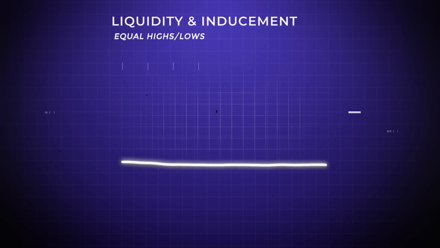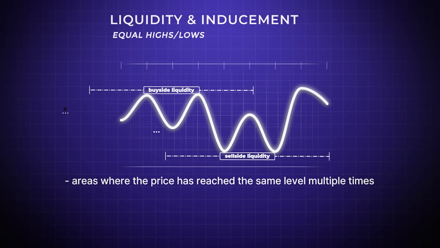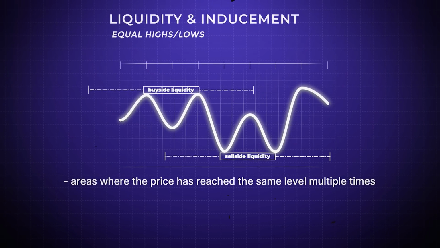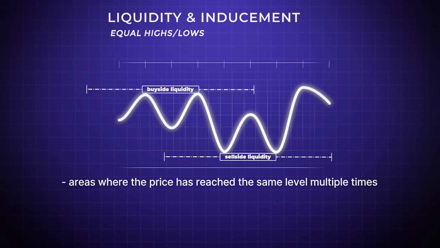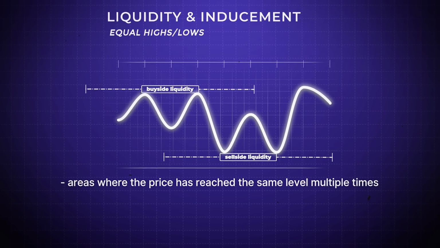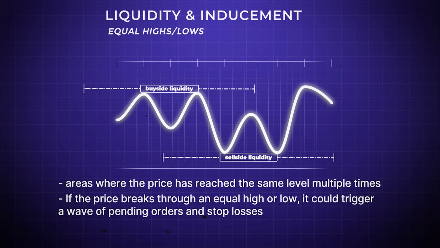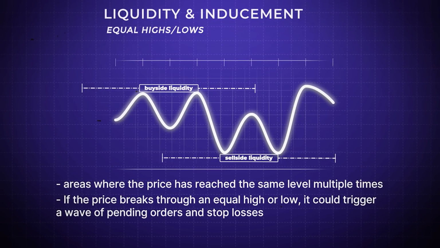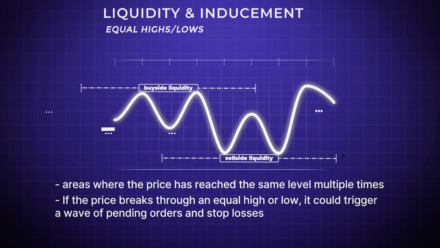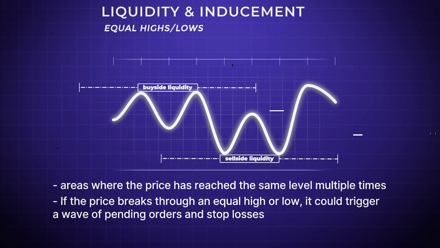Another place to look for liquidity is at equal highs and equal lows. These are areas where the price has reached the same level multiple times, creating a sort of line in the sand that traders are watching closely. If the price breaks through an equal high or a low, it could trigger a wave of pending orders and stop losses. That's why these levels are often seen as key battlegrounds between buyers and sellers.